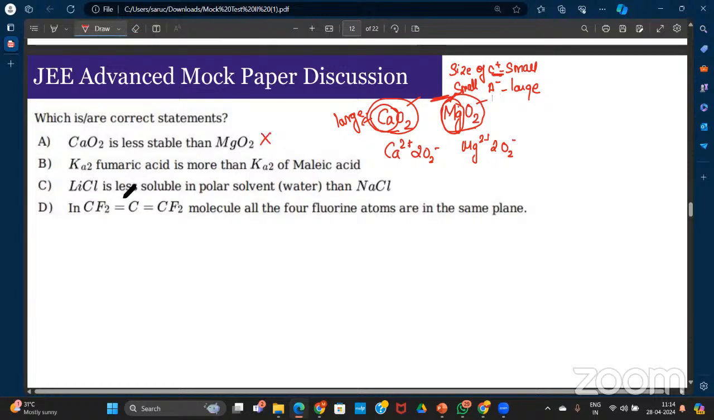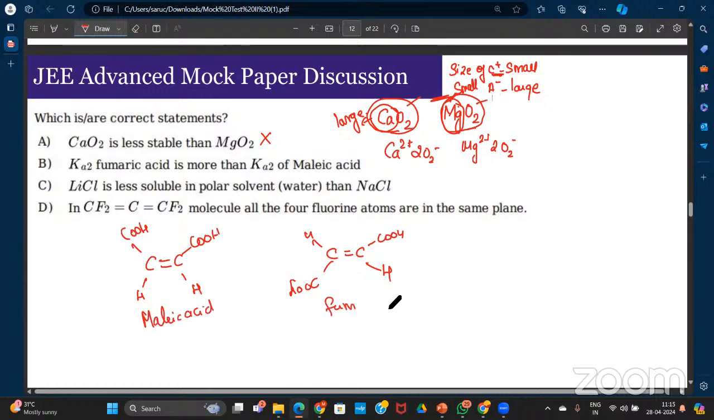Now, Ka2 of fumaric acid is more than the Ka2 of malic acid. So tell me what is fumaric acid and what is malic acid? They are cis and trans isomers, you know. So C double bond C, COOH, COOH, it is a dicarboxylic acid. So which is malic? This is malic acid and this is fumaric acid. So Ka of fumaric acid is more than Ka of malic acid.